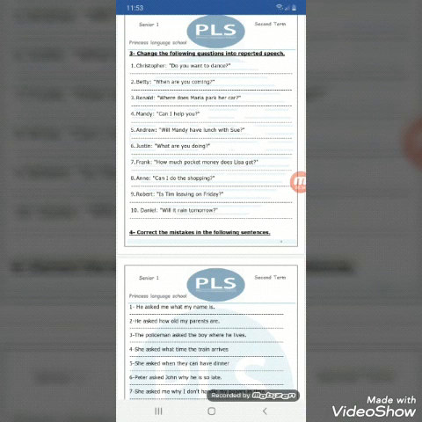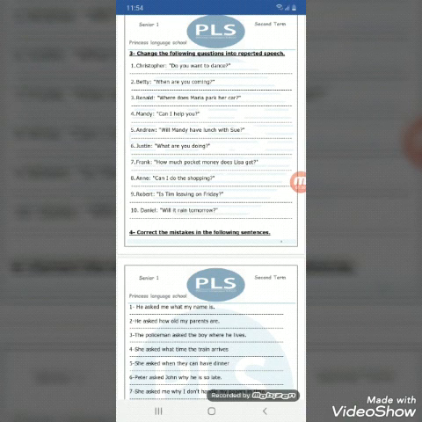So number 1, Christopher, do you want to dance? It will be, Christopher asked me if I wanted to dance. Why did I turn it to past simple? Because it's in the present simple for the direct speech. So the indirect speech would be moving back, shift tense, which is the past simple. So if I wanted to dance. And don't forget that for the questions of yes or no, I have to put if or whether in the reported speech. Okay?